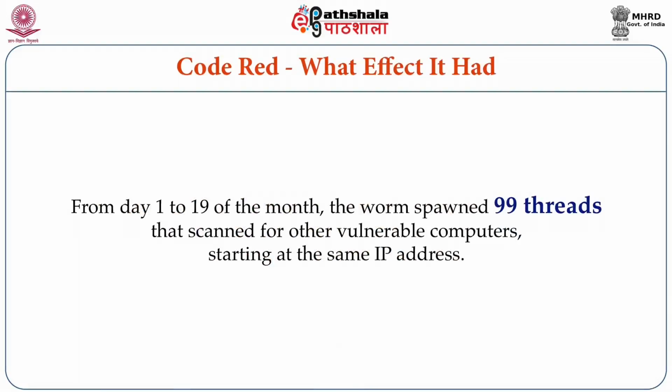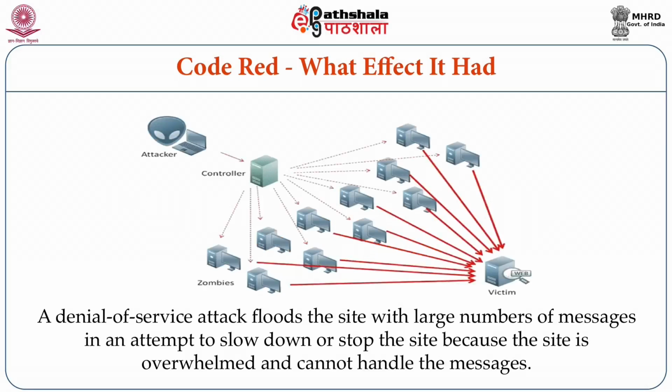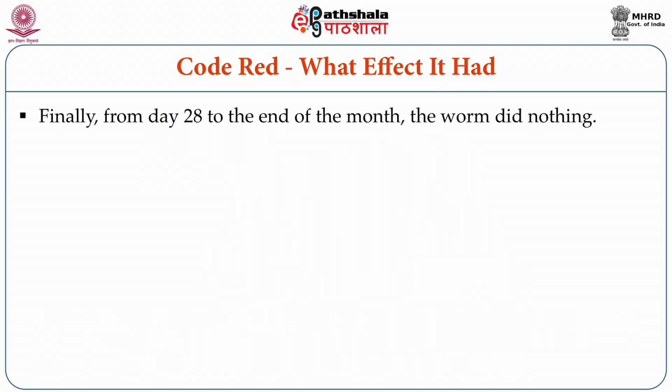So CodeRed worked according to the date. From day 1 to 19 of the month, the worm spawned 99 other threads that scanned for other vulnerable computers starting at the same IP address. On days 20 to 27, the worm launched a distributed denial of service attack at the US website www.whitehouse.gov. A denial of service attack floods the site with large numbers of messages in an attempt to slow down or stop the site. Then finally, from day 28 to the end of the month, the worm did nothing.